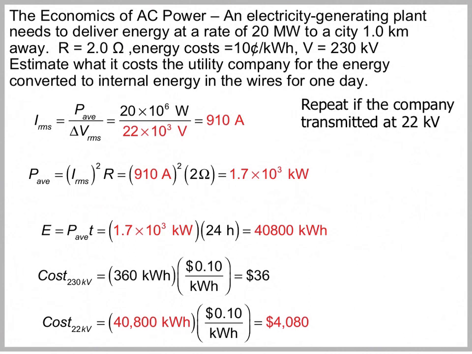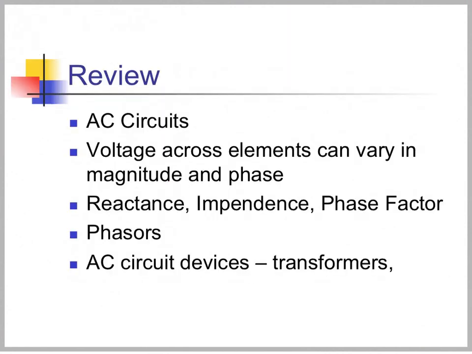So let's review what we talked about today. We talked about AC circuits. We saw that the voltage across elements can vary in both magnitude and in phase. We talked about such things as reactance, impedance, phase factors, and quality factors. We showed how to solve problems using phasors. And we talked about certain AC circuit devices, such as transformers and rectifiers and lots of other things.